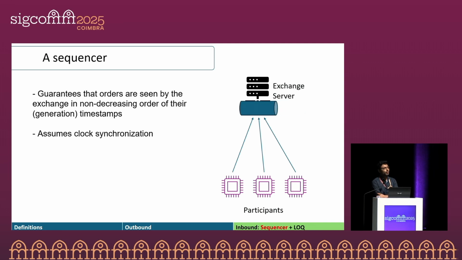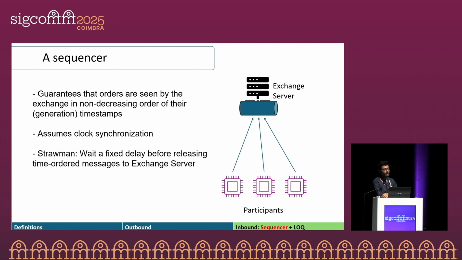Previous work assumes clock synchronization and uses a component called a sequencer that effectively takes the orders that were received and holds them until a certain point in time to account for the latency between the sequencer and the market participants, and then releases them in the time-ordered sequence to the exchange server.